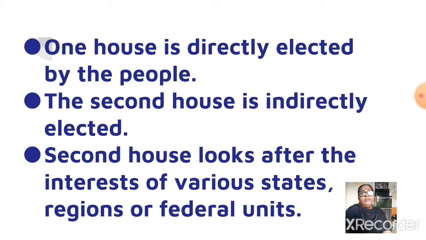Whereas the members of the second house are usually indirectly elected by the MLAs. The members of the second house, they are indirectly elected, okay, by MLAs. We will talk about this. Now, the second house performs some special function. The most common work of the second house is to look after the interests of states, regions, or federal units, or you can say federal regions, federal states. Okay, this is the work of the second house.